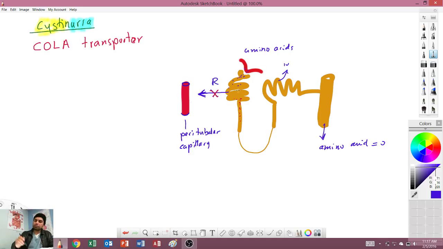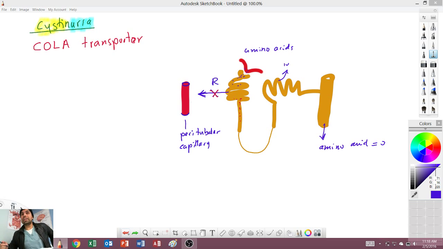Now the CoLA transporter stands for C for cysteine, O for ornithine, L for lysine, A for arginine. It's in your book, so I'm not going to spell it for you. This single transporter is able to transport all of them. So there's a unique transporter found where? In the proximal convoluted tubules of the kidneys, you have a transporter known as the CoLA transporter, and one letter for each amino acid.